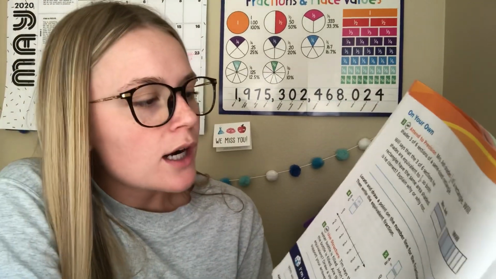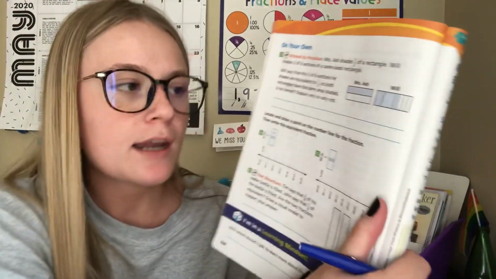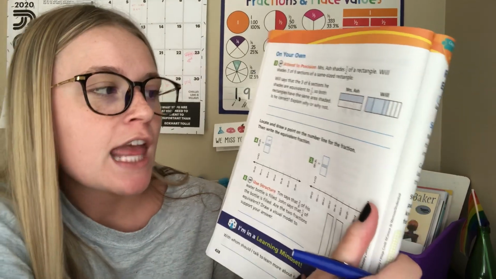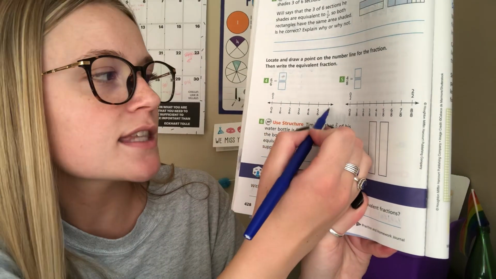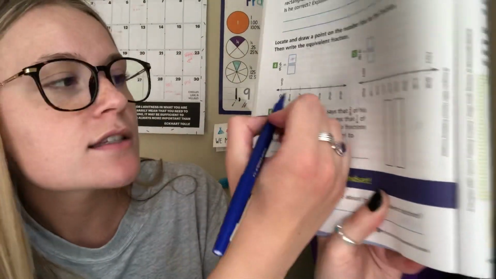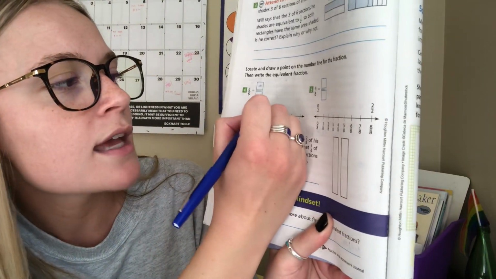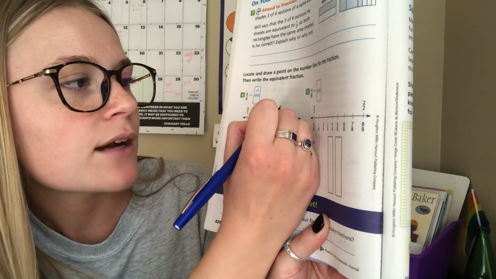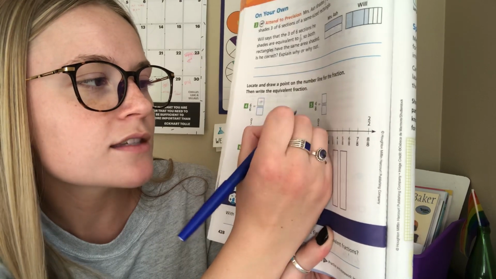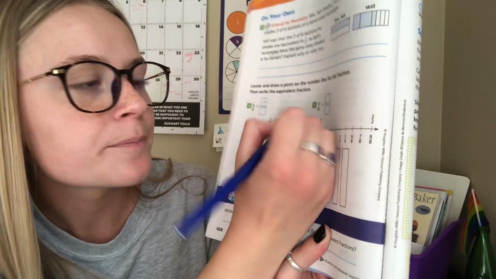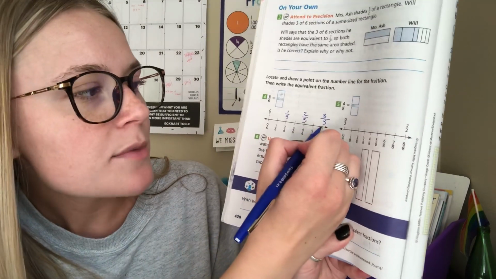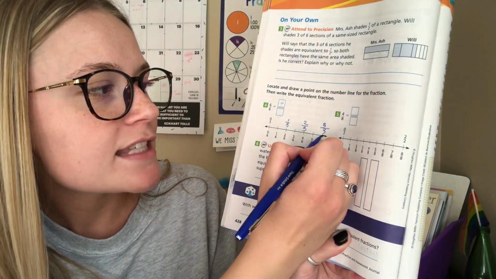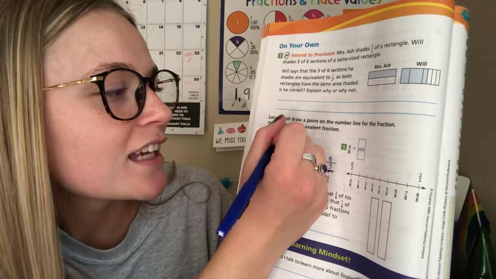All right, number 4, locate and draw a point on the number line for the fraction. Then write the equivalent fraction. So the bottom is in sixths, the top is in thirds. So again, I count 2 marks, write down 1/3. 2 marks, write down 2/3. 2 marks, write down 3/3. Like that. Find 6/6 on the number line, and it is the same as 3/3.